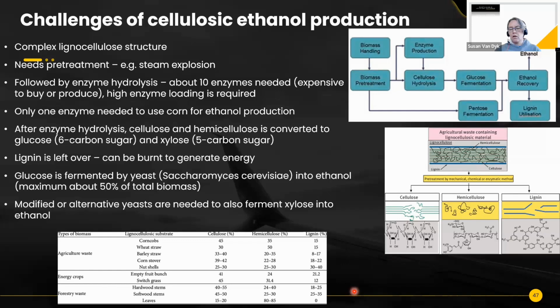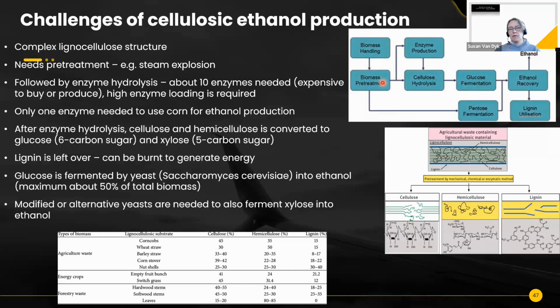So earlier I showed you this lignocellulosic structure and the fact that when you want to make ethanol, you can really only use the cellulose component because your normal yeast can only use those sugars. So, and there are multiple steps. And bearing in mind, the more steps you have in a process, the more expensive it becomes.